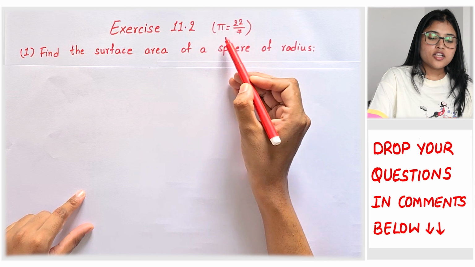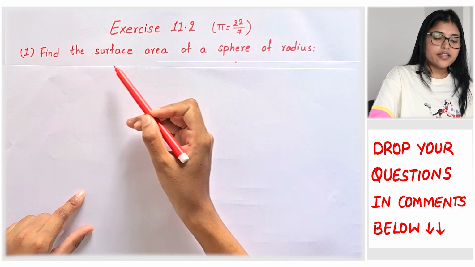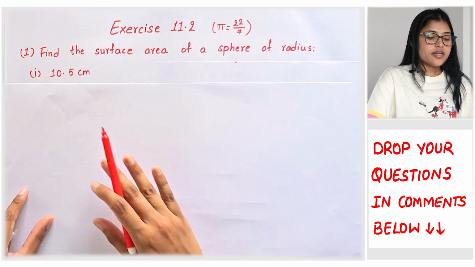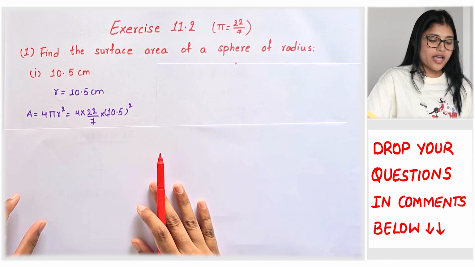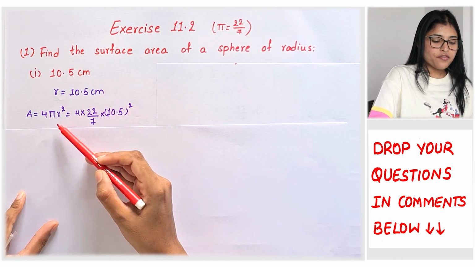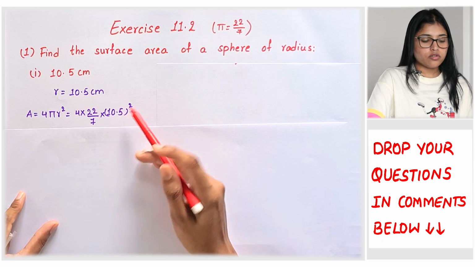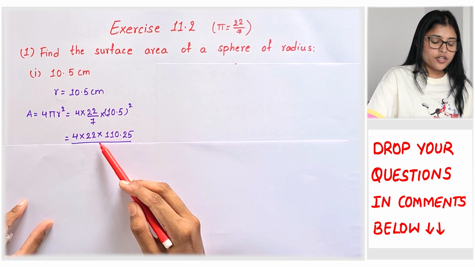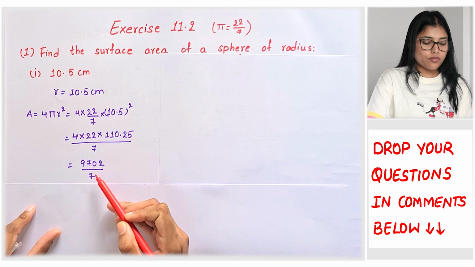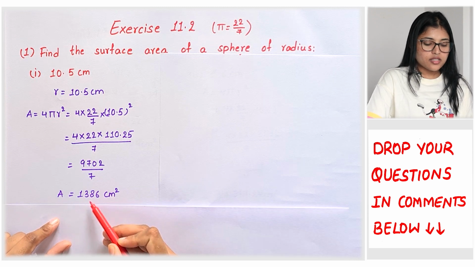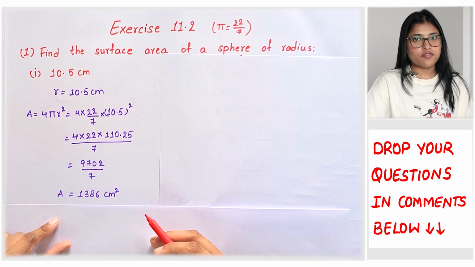Let us solve exercise 11.2 questions with our knowledge of a sphere and hemisphere and the formulas for surface area. Here we are asked to take pi equals 22 by 7 unless mentioned otherwise. The first question is: find the surface area of a sphere of radius 10.5 centimeters. The formula for the surface area of a sphere is 4 pi r square. Substituting 10.5 in the place of r gives me 4 into 22 by 7 into 10.5 whole square, which is 4 into 22 into 110.25 by 7, which comes to 9702 by 7, which is nothing but 1386 centimeter square, the surface area of the sphere of radius 10.5 centimeters.